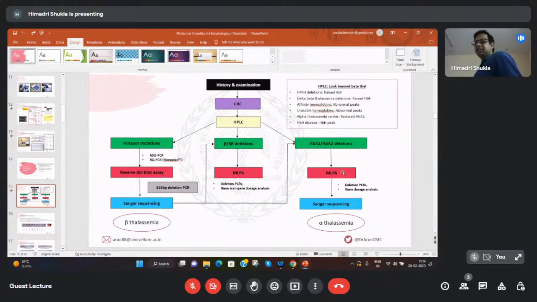Again, different methods are there for that. We commonly use MLPA now. If the deletions are negative, you have to remember that not all alpha thalassemia cases are caused by deletions. There are some point mutations also which can cause alpha thalassemia. So if deletions are negative, we look for point mutations. Okay.